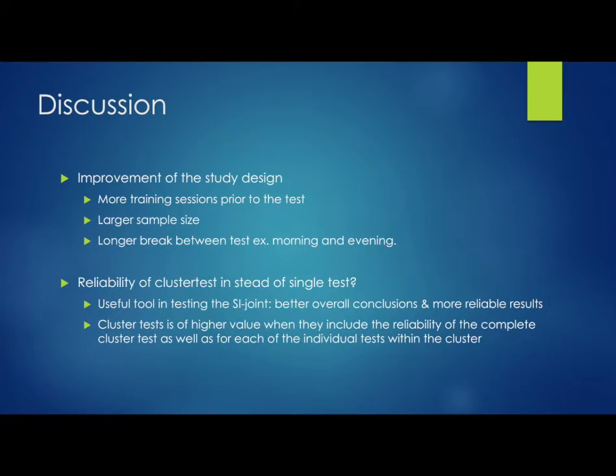In order to achieve even better results along with higher kappa values, adjustments to the study design could be implemented. More training sessions prior to the test, to ensure that the test is done the same way and to minimize difference in interpretation of the findings. Or a larger sample size, which will make the results less sensitive to disagreement between the examiners. Last, longer breaks between tests, for example in the morning and in the evening, but still keep it as an intraday study, since this is found to be a stronger study design than an interday study.